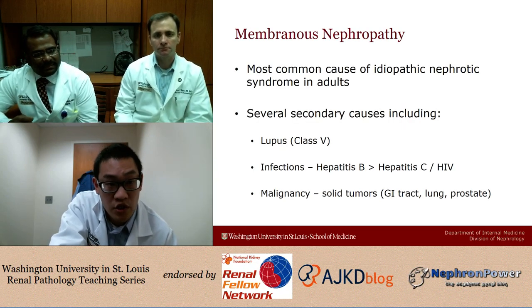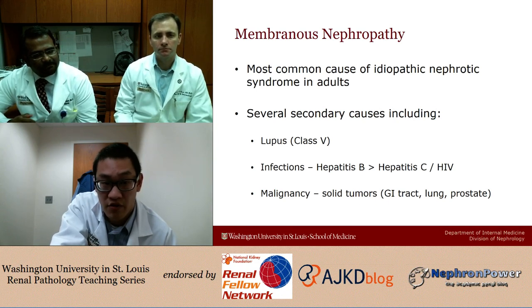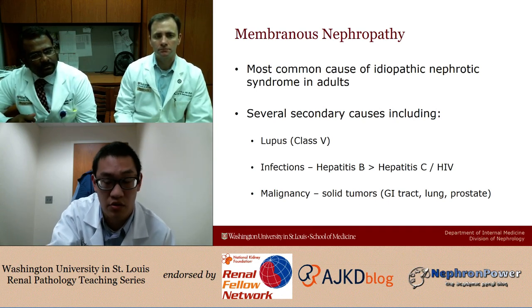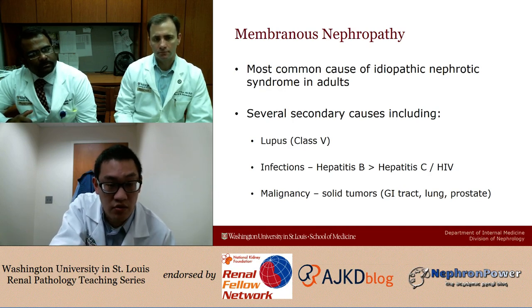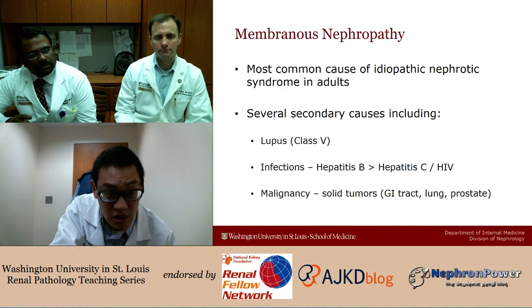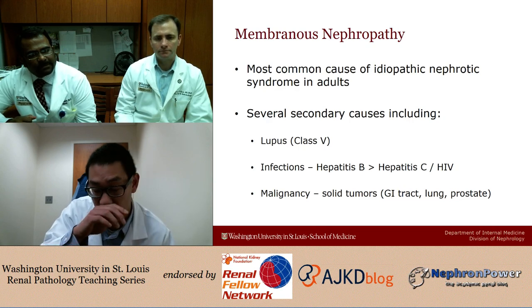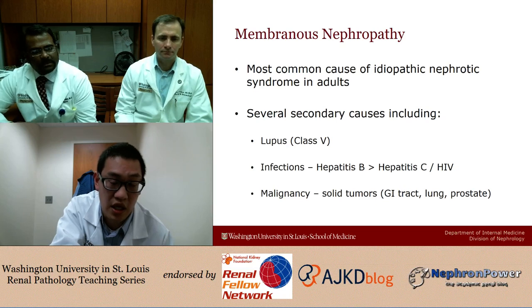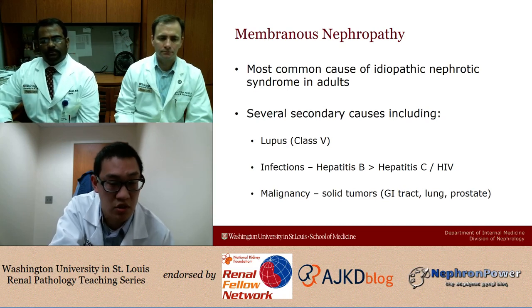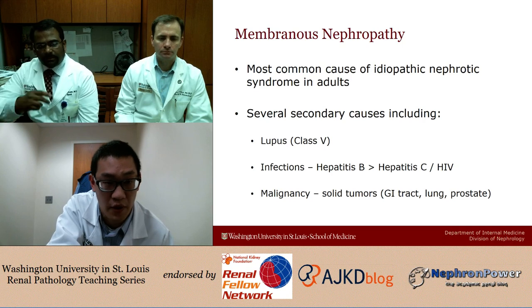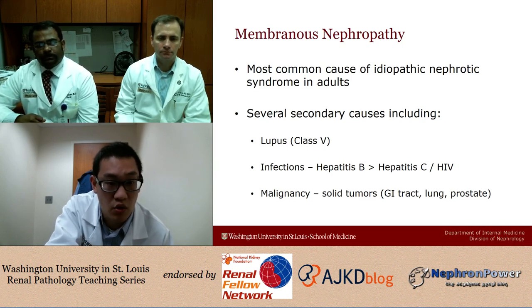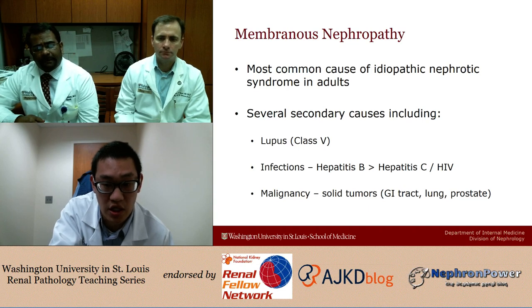Membranous is a common cause of idiopathic nephrotic syndrome in adults, whereas in children it is usually minimal change disease. And as you mentioned, there are secondary causes. In this case, the ovarian cancer or suspected ovarian cancer. Other secondary causes include lupus, and you mentioned the full house staining that is usually accompanied with that. Infections such as Hep B, Hep C and HIV as well, but Hep B is the one that's typically seen. And malignancies: as opposed to minimal change disease, which is usually seen with liquid tumors such as leukemia and lymphoma, membranous is typically associated with solid tumors such as the GI tract, lung, and prostate.